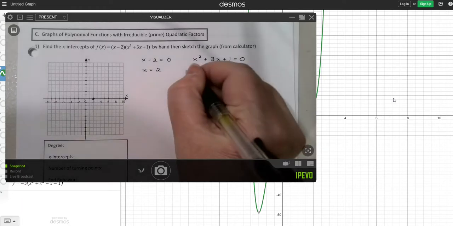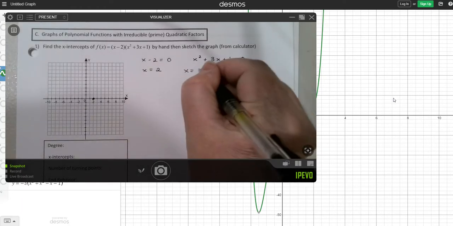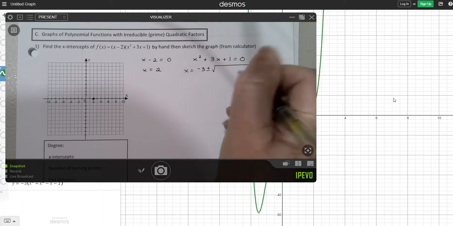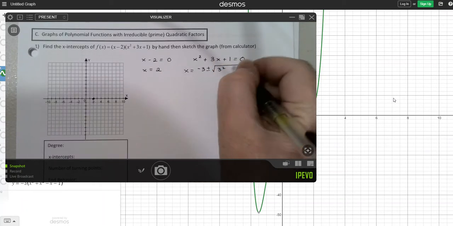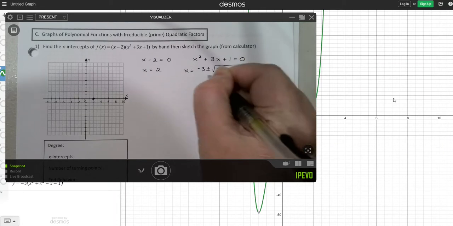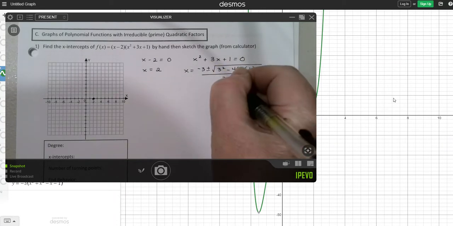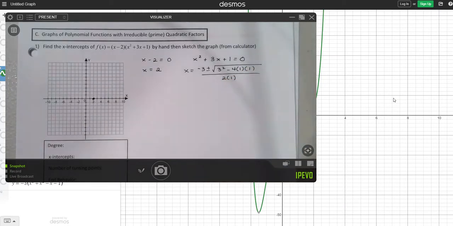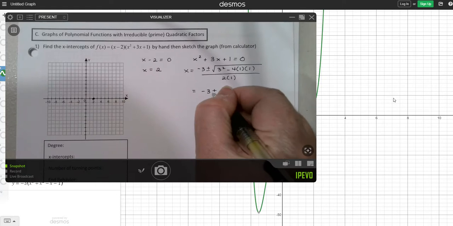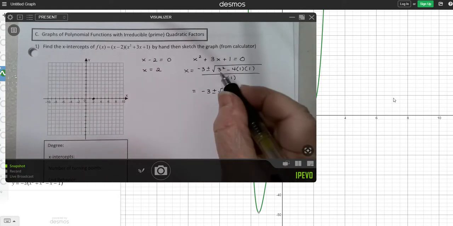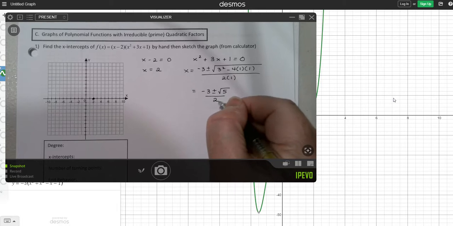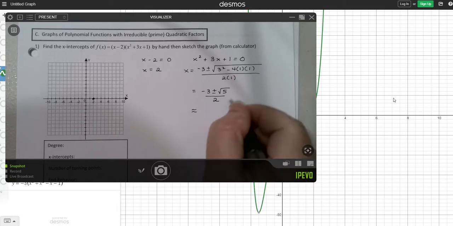So let's see. I'd have minus 3 plus or minus the square root of 3 squared minus 4 times 1 over 2 times 1. Let's see, that would be 9 minus 4 is 5 under that radical. So I do get 2 x-intercepts.